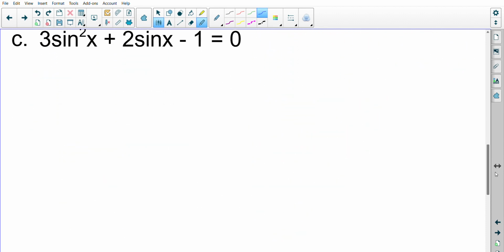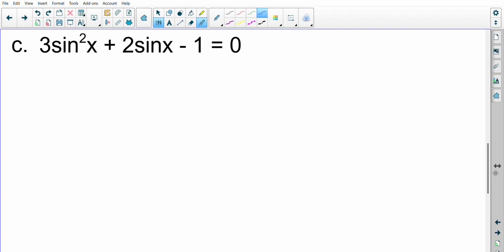If I go on to the next one, this is another quadratic in disguise, a quadratic in terms of sine x. So I'm going to do another substitution. So I will get 3y squared plus 2y minus 1 equals 0. Remember, if sine squared x is sine x all squared, that's why I'm doing a y squared at the front.